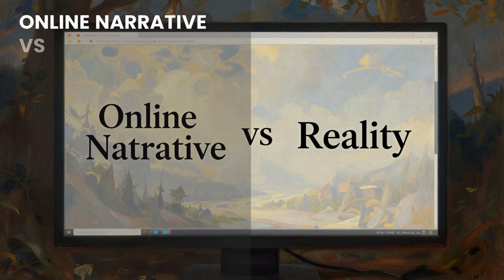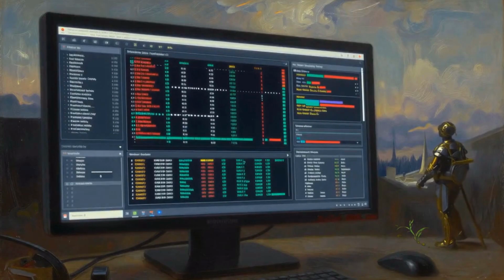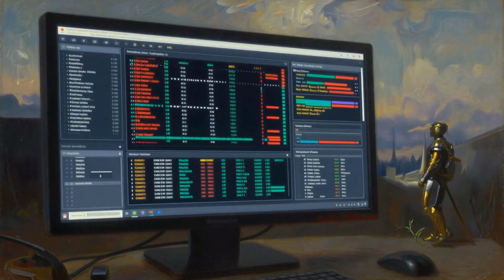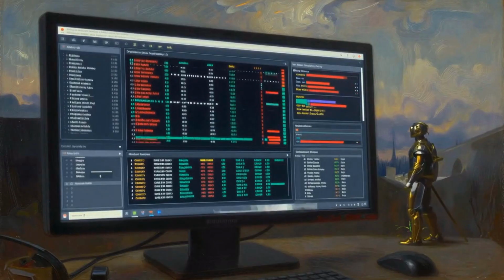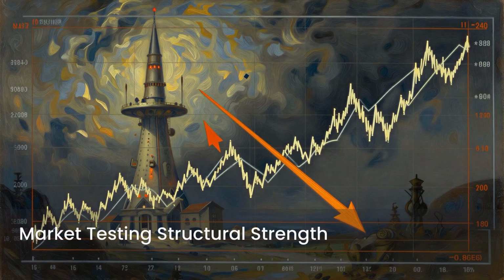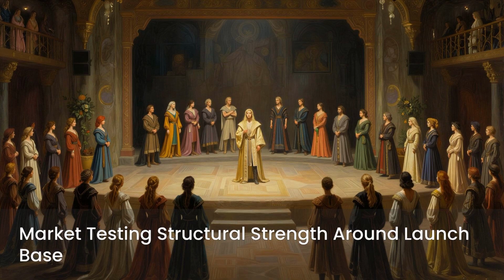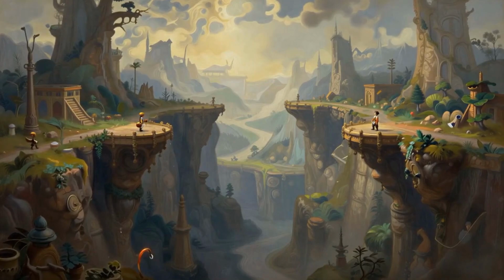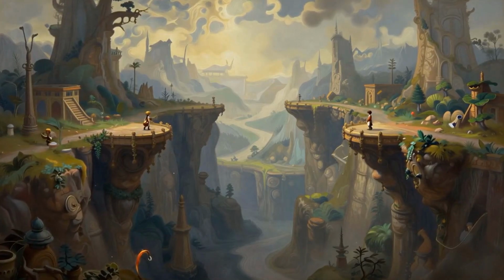Now let's look at online narrative versus reality. Online narrative is that DeepSnitch will revolutionize analysis with AI, catching signals humans miss. But reality is that the market is testing structural strength around the launch base with thin liquidity and uneven participation. This gap means positioning should be level-aware, not narrative-driven.